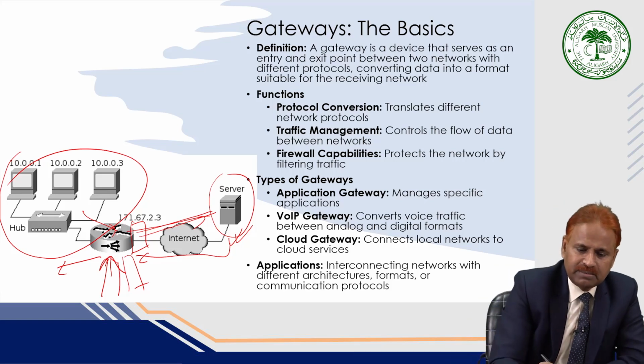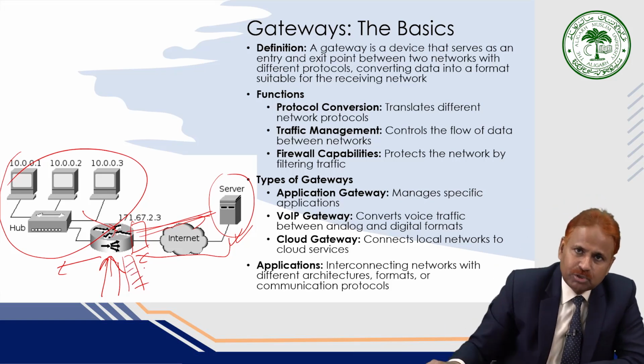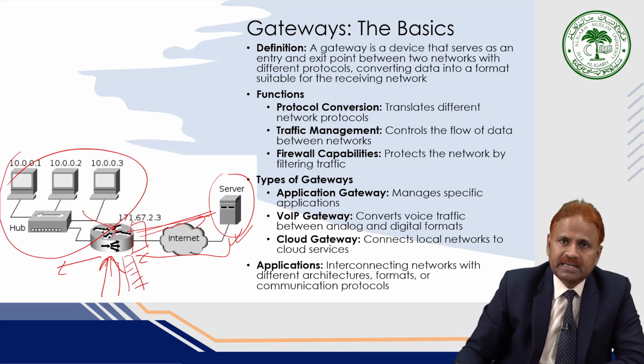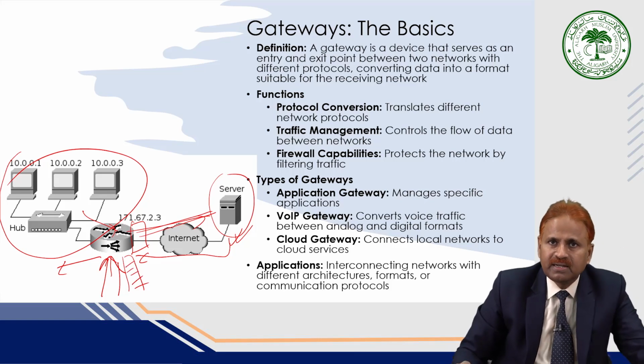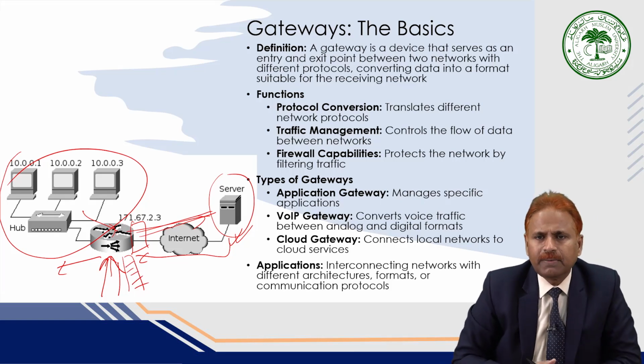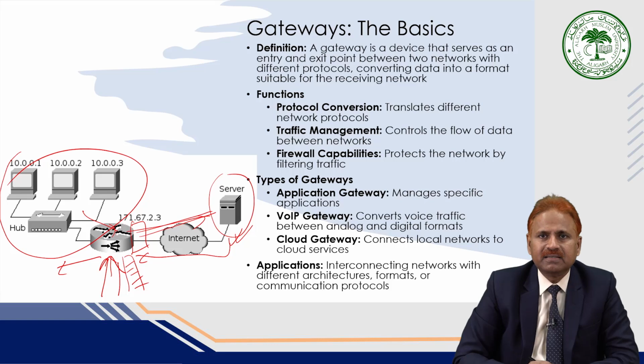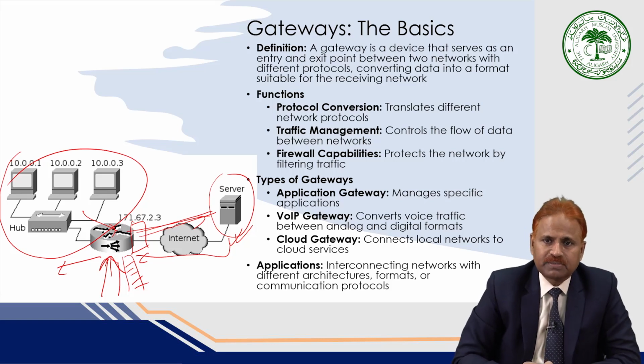Whenever a packet is received which is violating the rule, it will be dropped at the gateway level. It will not pass on to the network. So these are some of the firewall capabilities, or functions, of gateways.